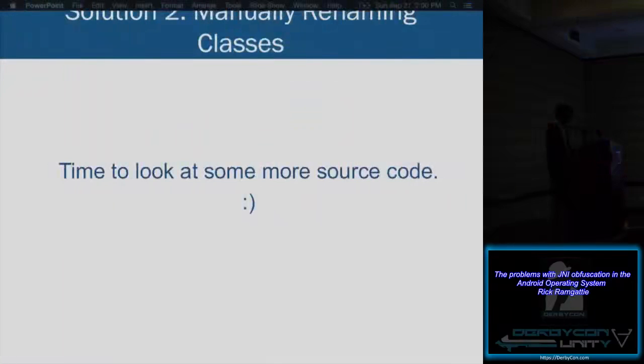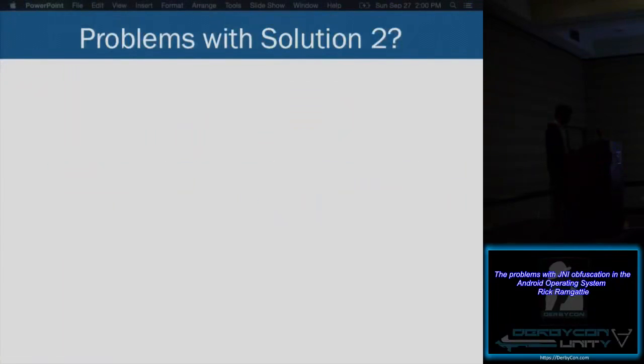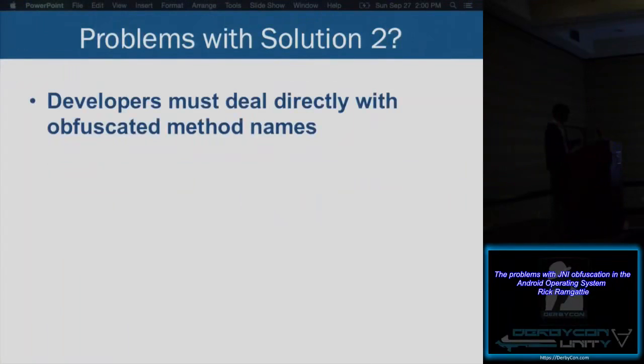Great, back to it. So the problem with solution 2 is that developers must deal directly with the obfuscated method names. That's really bad for the developer, because usually I just use AG and grep whenever I'm writing something. And if I grep for the letter Z, I'm pretty much going to get back the source code that I was actually looking through. Also, it's going to make life a lot more difficult because these method names are no longer significant. On the developer side, you have no idea what's going on anymore.